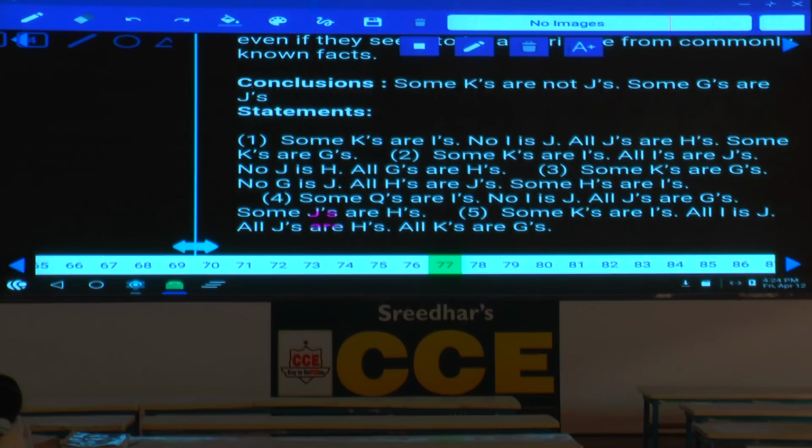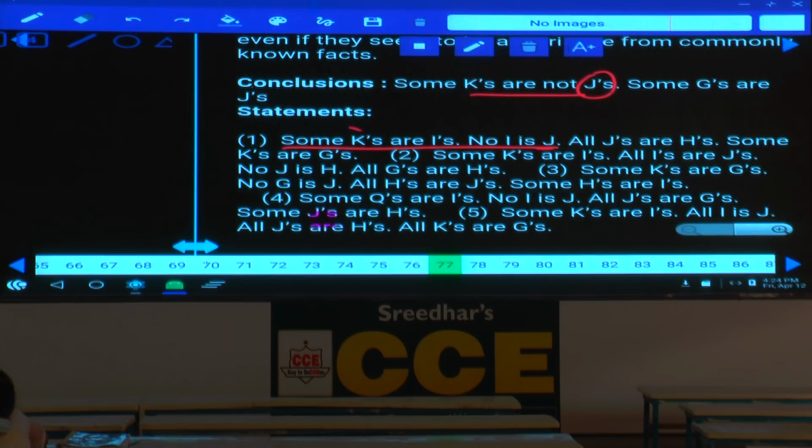Okay, next one. Then coming to this one, some K are not J. As some K are not J is there, it is a negative conclusion. A negative conclusion can be drawn only with a negative statement, isn't it? Hence, now we need to start with the negative statements here. As the negative statement here, then no I is J. Now no I is J, I is here, J is here. That means J will remain as it is. I should go and K should come. The statement between I and K, hence by combining the first two, isn't it?